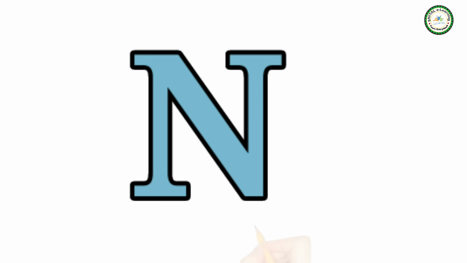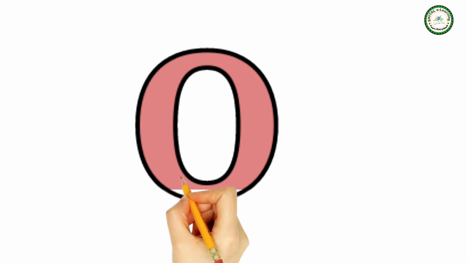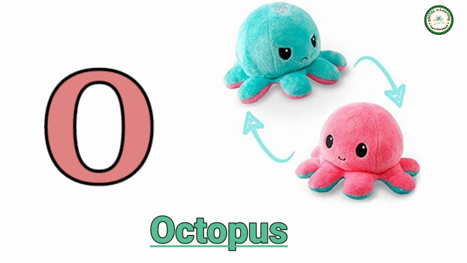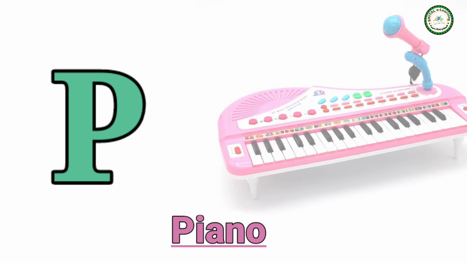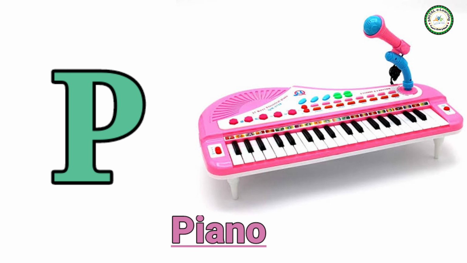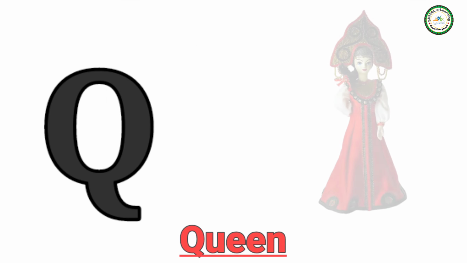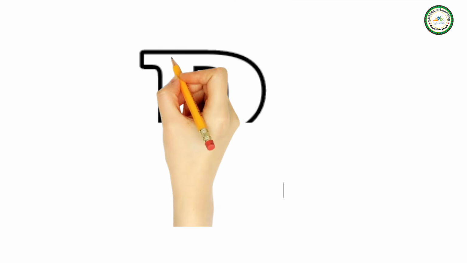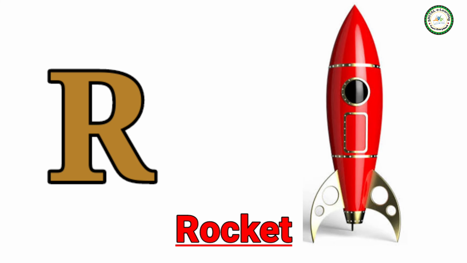M for mobile phone. N for nursery playset. O for octopus. P for piano. Q for queen. R for rocket.